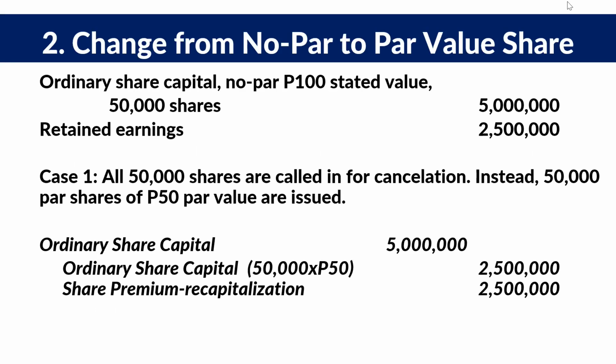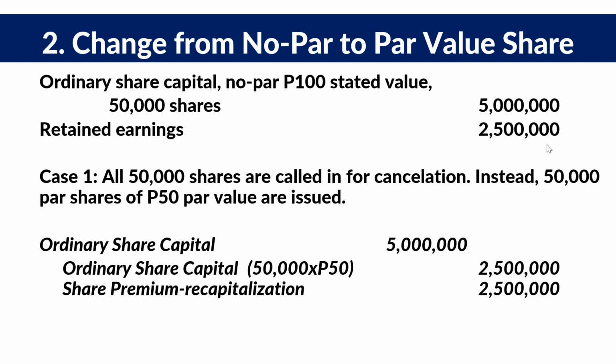So next scenario is, what if there's a change from no par to par value share naman? So baliktad. Kanina from par value gawin natin no par value. Ito baliktad. From no par value, transfer mo as par value share. So what do we do? Same process here. Meron tayong 50,000 shares. Ang stated value na ay 100. So that's 5 million. Wala tayong share premium. So retained earnings na lang na 2.5 million.